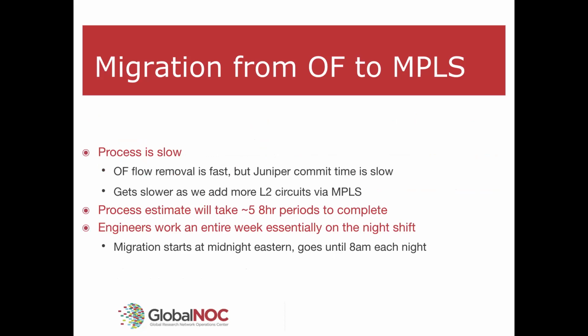So this was kind of a slow process. The OpenFlow removal is really fast, but the Juniper commit time is kind of slow when you're doing, it was like 3,000 or 4,000 active circuits at the time. And so it was really slow to go one at a time, because every time you had to do a commit on the Juniper, and the more L2 circuits we added to each of those Junipers, the longer it actually took, because the CPU would slow down as it was doing all the MPLS conversions.